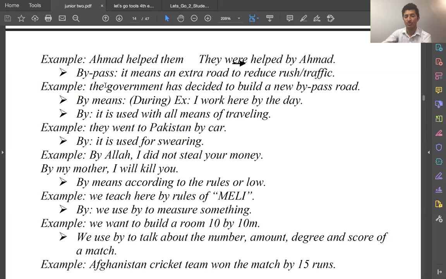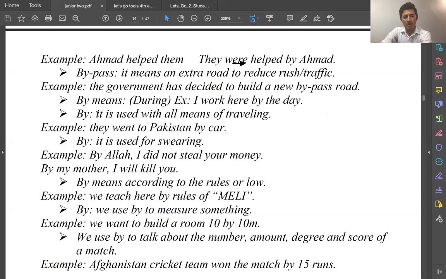When there is a very rush traffic way, and they made another way to decrease the traffic, that's called bypass. The government has decided to build a new bypass route. You can say that if you want to go to your work on time, it's good to use the bypass. It means the other way, not the main way. Or you can say I always drive on the bypass because there is no more traffic.